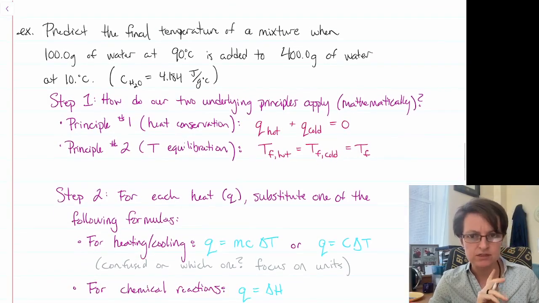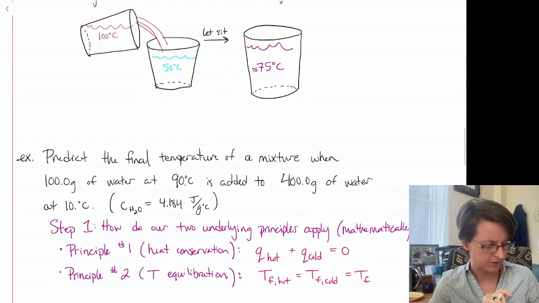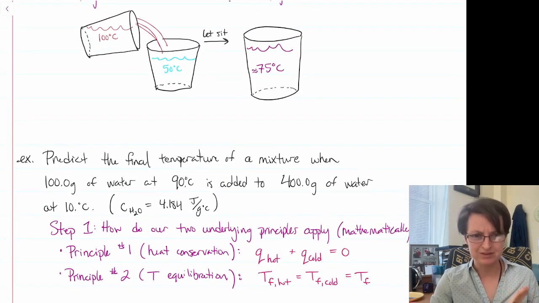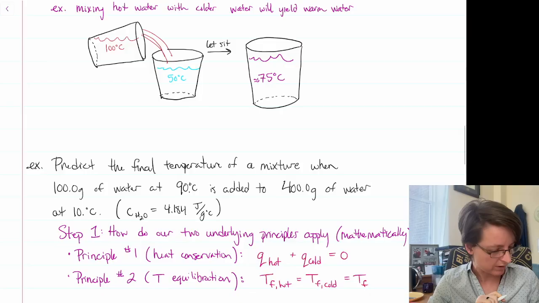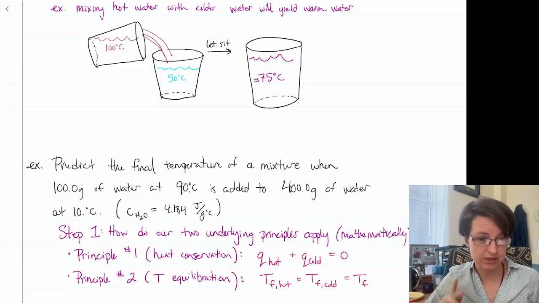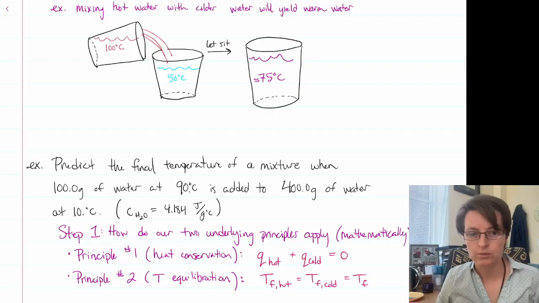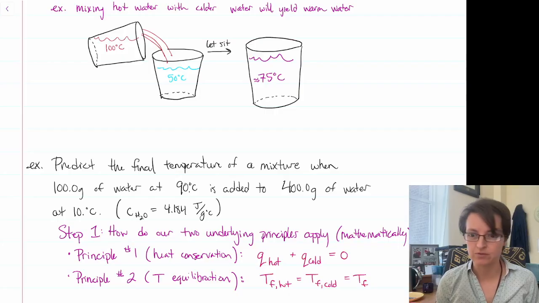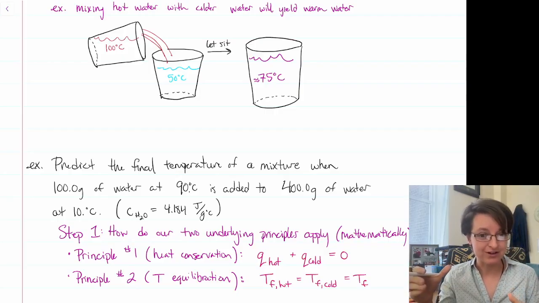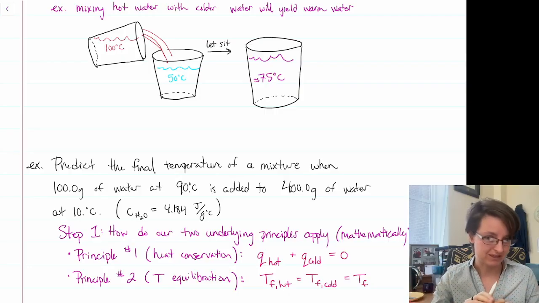And instead of giving you the steps all at once for solving a calorimetry problem, what I've decided to do is put this in the context of a practical example. So the math example we're going to work through right now is going to ask us to predict the final temperature of a mixture when we add 100 grams of water at 90 degrees Celsius to 400 grams of water at 10 degrees Celsius. If you want to think about this in terms of pictures, you can look at the picture above. Our temperatures aren't quite the same, but it's going to be the same idea. We're taking a cup of hot water, a cup of cold water, and we're mixing them together.